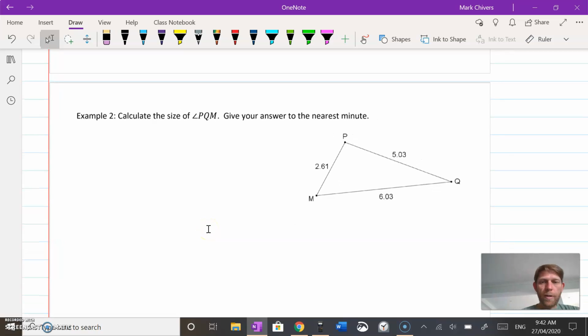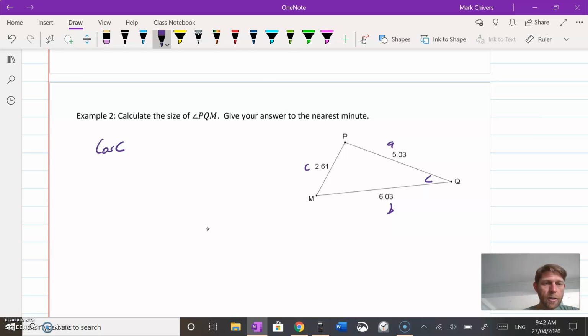we're going to use that same formula. So we want to find the angle, give the size of angle PQM. So that's the angle we're interested in there. That's going to be our C, which means that's going to be our side C. And it doesn't really matter which ones we call the A and the B, as long as we know which one the side C is, much like the normal cosine rule.